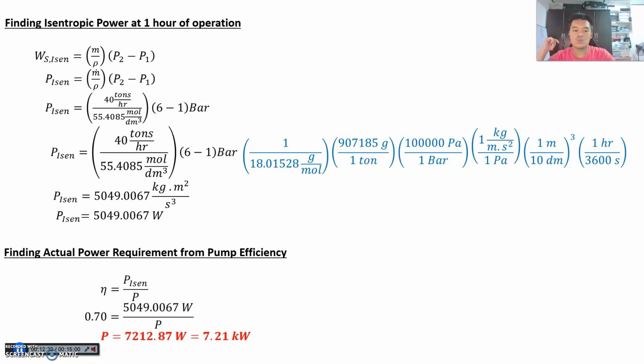Then we need to find the actual power requirement using the pump efficiency. Remember that the efficiency for pumps is the isentropic power over the actual power. Knowing that the isentropic power is 5049 watts and the efficiency is 0.70, we can just substitute everything and we have the value of P, which is 7,212.87 watts or 7.21 kilowatts.